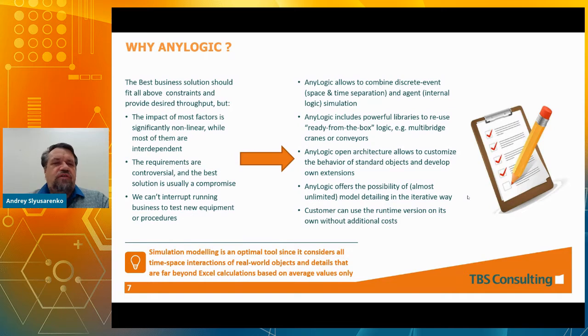Most of them are interdependent, but what's worse, a lot of them are controversial. By the way, to install a new production line in addition to existing ones means that we significantly decrease the possible space for storage of finished goods and so on. The second major point was that it's a running business, and of course we can't interrupt this running business to test installing a new crane or changing somehow the procedures.